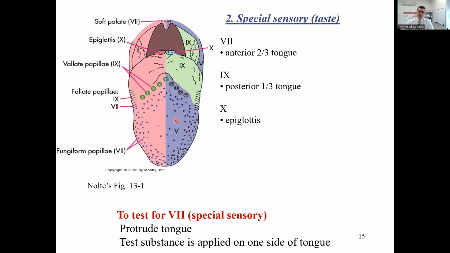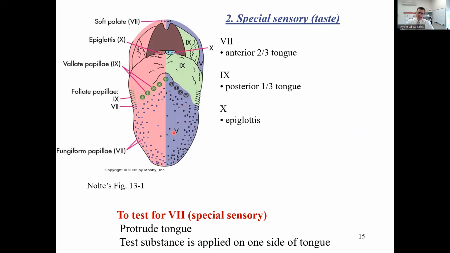We treat the tongue as two halves as well. So ask the patient to protrude the tongue and use different test substances like sweet, sour, salty, and so on. We apply it on one side of the tongue and ask the patient what type of sensation they feel, and accordingly we can produce a report.